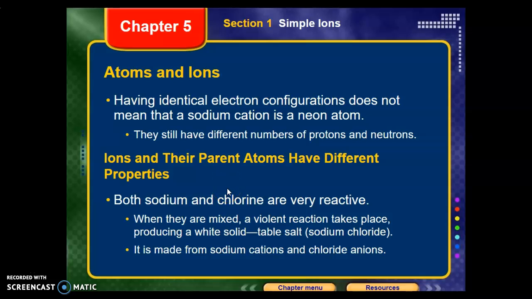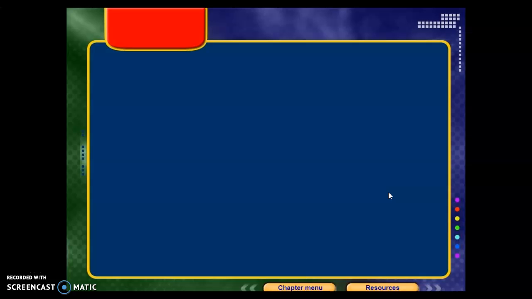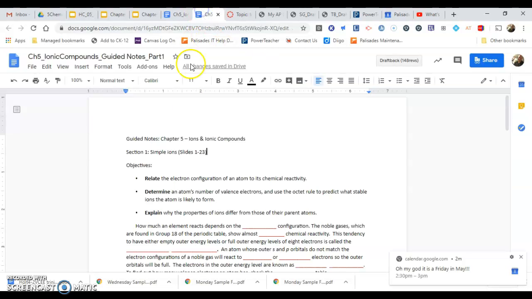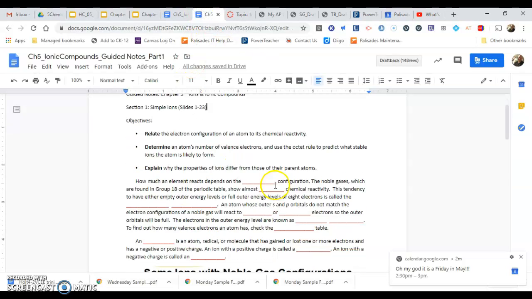But when you combine them together and the electron is transferred from sodium to chlorine, you get sodium chloride. And sodium chloride, table salt, very stable. In fact, you use it to season your food. Okay, and so that's it. You should have all the things you need to be able to answer all of these blanks in here.